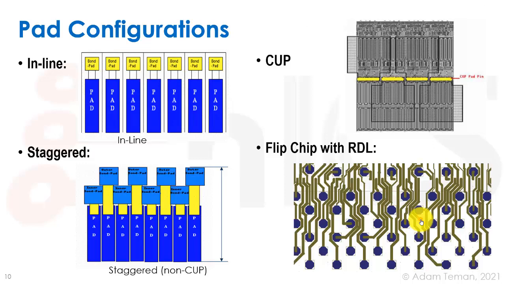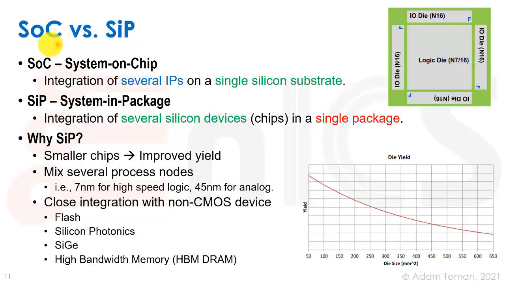So an SIP, we said, is a system in package. So what's the difference between an SoC, which is system on chip, and an SIP, which is system in package? A system on chip, which is an idea we've been using for several decades now, is when we take several IPs and put them on a single silicon substrate.